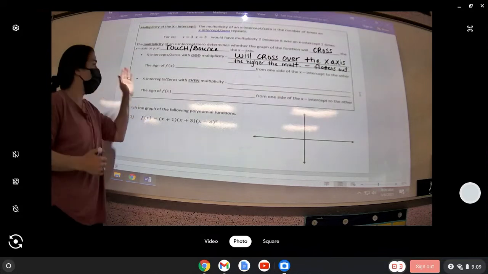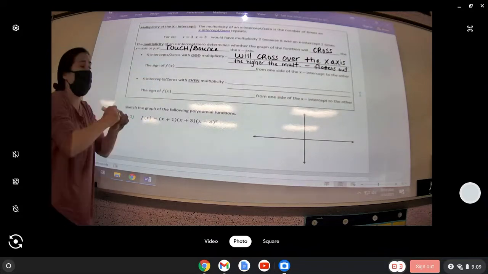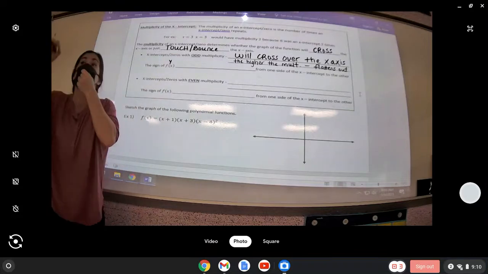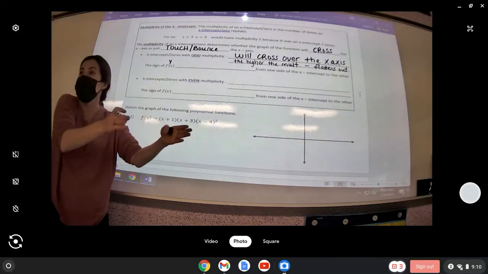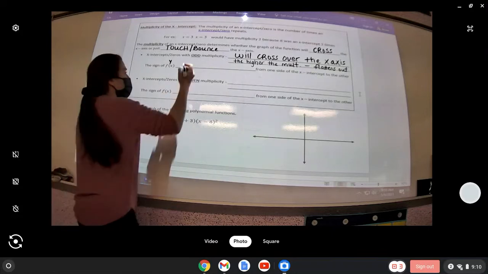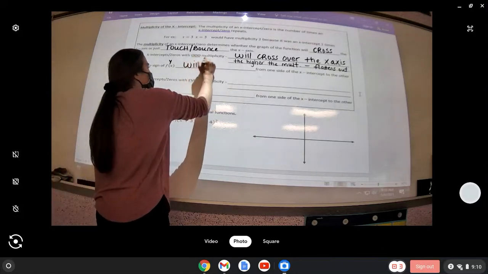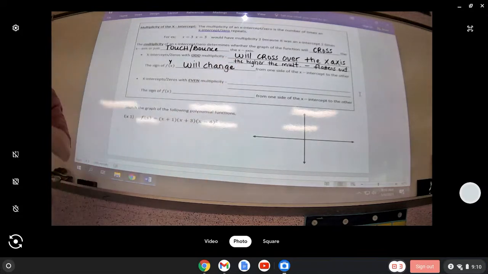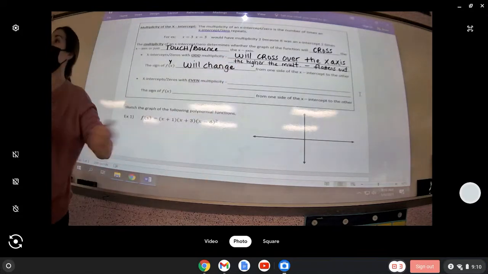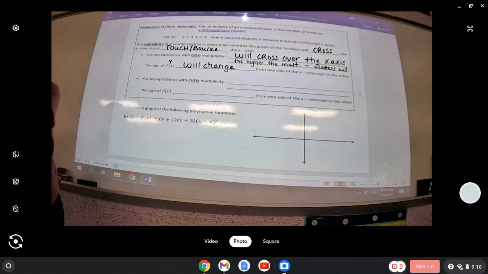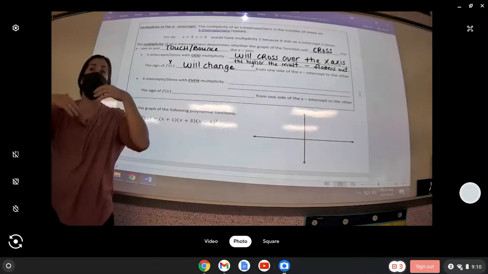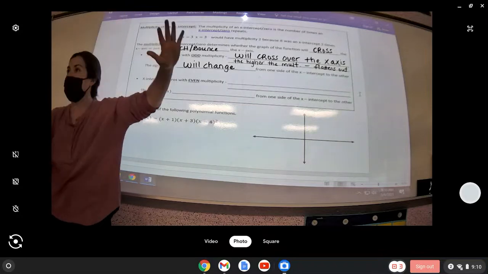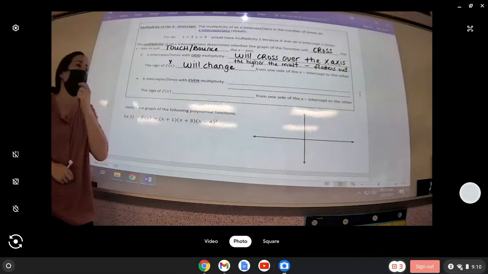Okay, well, that means the sign of f of x, which is your y coordinate, the sign of your y coordinate will change from one side of the x-intercept to the other. And I'll explain that on the graph. So that means the y-coordinate will be positive on one side of the x-intercept, but it'll be negative on the other side of the x-intercept because you've crossed over the x-axis. You've crossed over where it has a change in positive and negative y values.